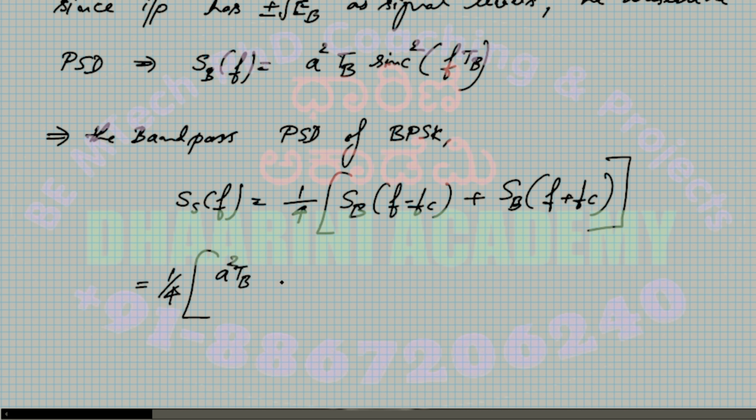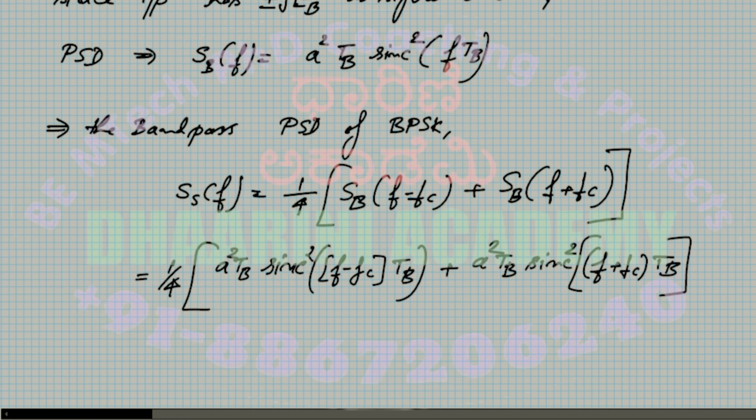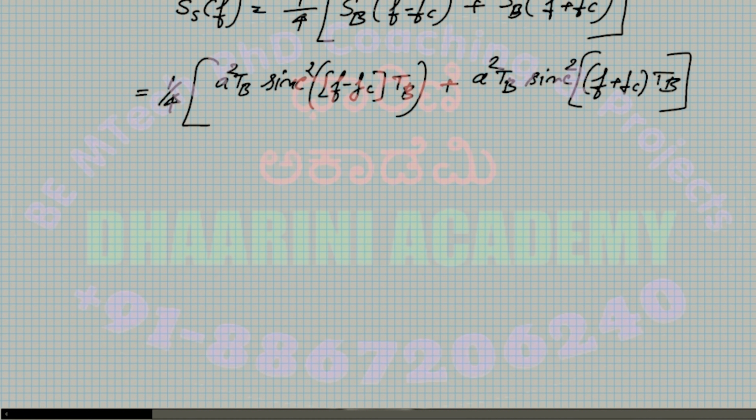So A square TB into sinc square of F minus FC times TB. This is the first component, plus A square TB sinc square of F plus FC times TB. So this is the equation for the PSD of BPSK. Now, anyway, let us try to plot them.